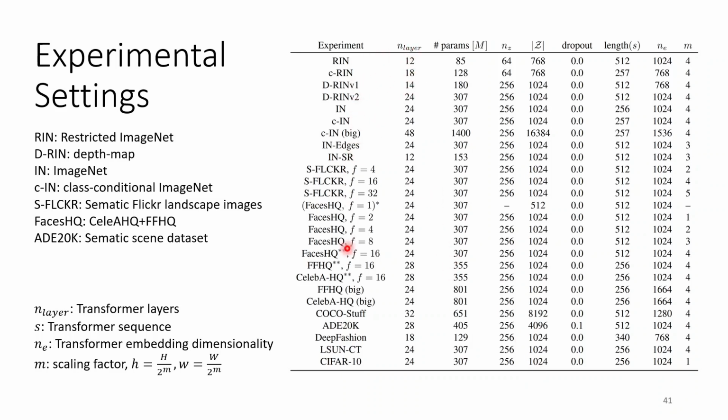Okay, so for different data sets, they set different layers. This is the layers used in the transformer, and this is the parameter count. The largest one is the class conditional ImageNet with big resolution, so the parameter count is also larger. Okay, so let's see some of their results.